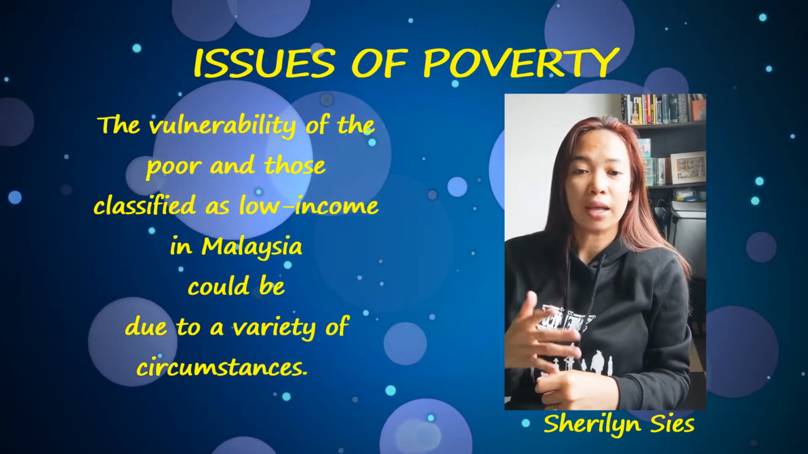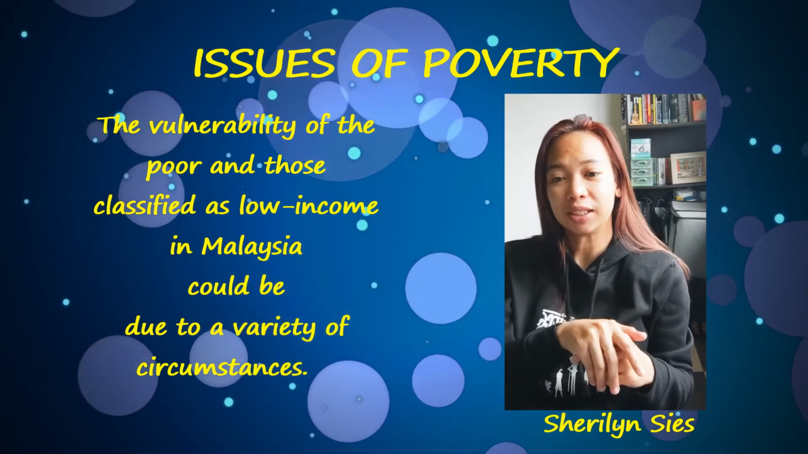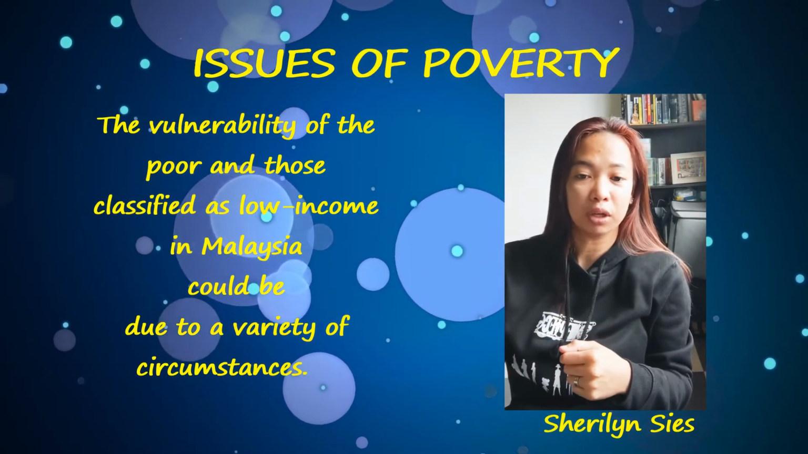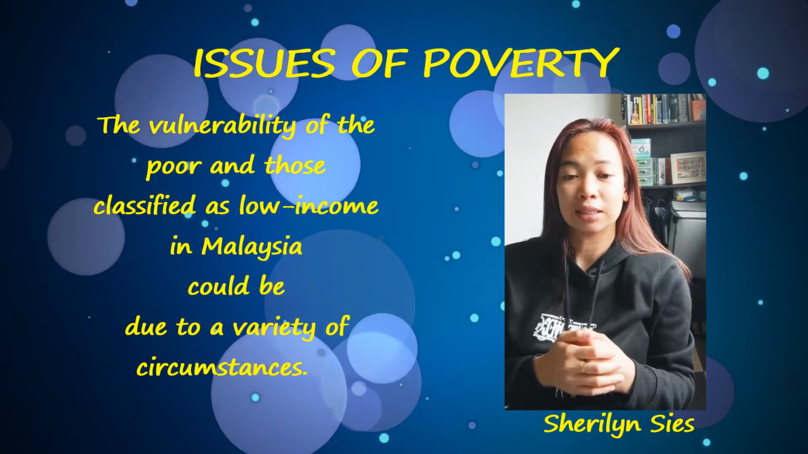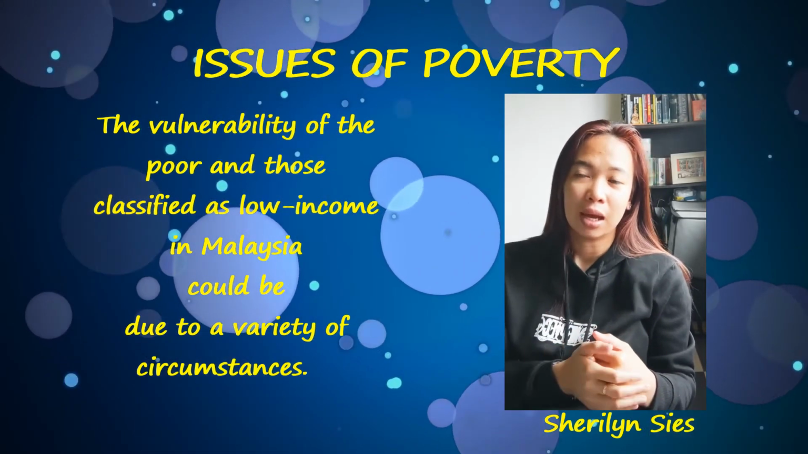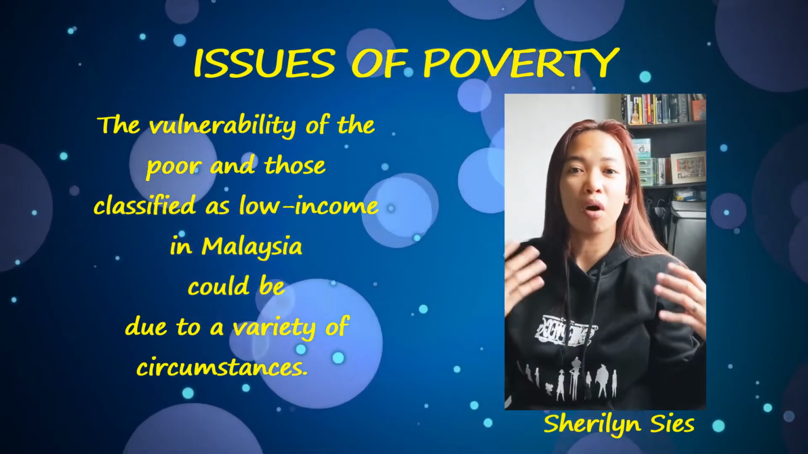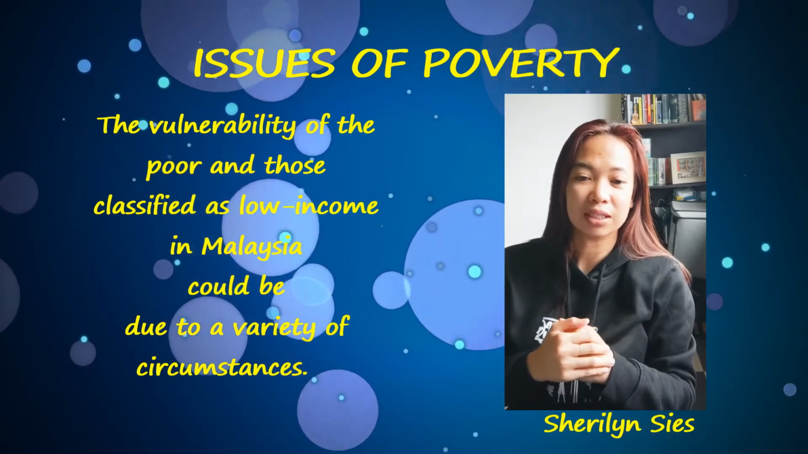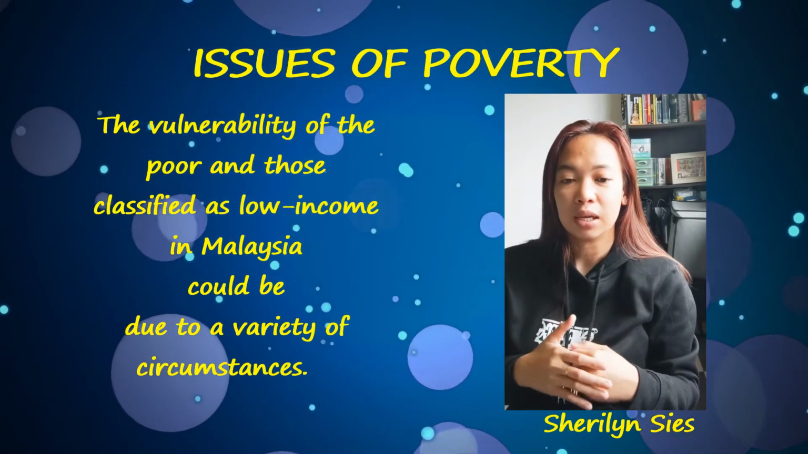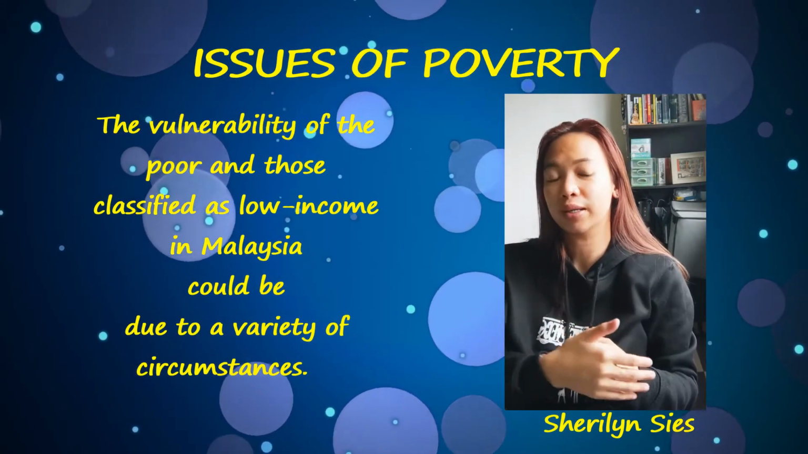The vulnerability of the poor and those classified as low income in Malaysia could be due to a variety of circumstances, and these factors are generally described as number one, the household members' population and demographic structure. The second one, the economic and lifestyle activities, especially those who live in urban and suburban areas. Some more, they still can enjoy their lifestyle, I think more like luxury lifestyles. And the third one is the physical characteristics of the household unit. And number four, the immediate living environments. Number five, the presence of infrastructure and support system. And the last one is the nature of awareness.